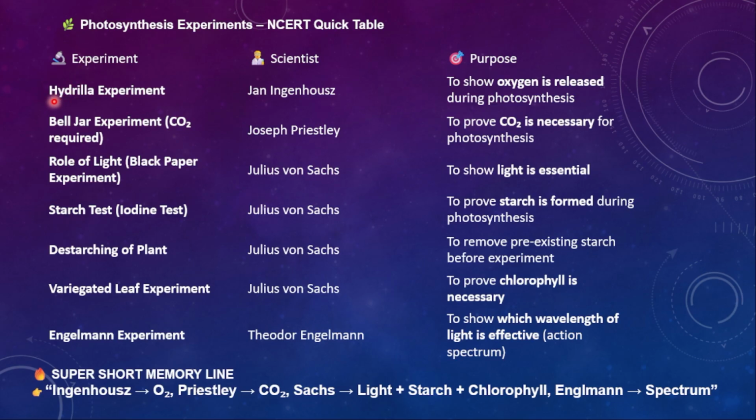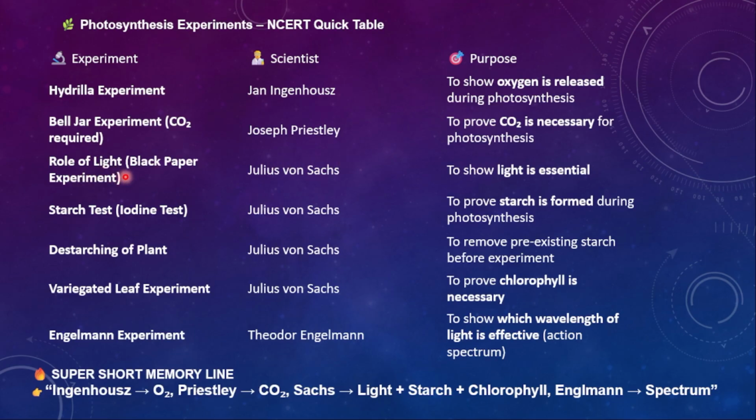First experiment, the Hydrilla experiment. It was demonstrated by Jan Ingenhousz to show that oxygen is released during photosynthesis. The bubble experiment also, you can remember this one. And then the bell jar experiment, which is responsible for showing that CO2 is required. The bell jar experiment was conducted by Joseph Priestley to prove that CO2 is necessary for photosynthesis.